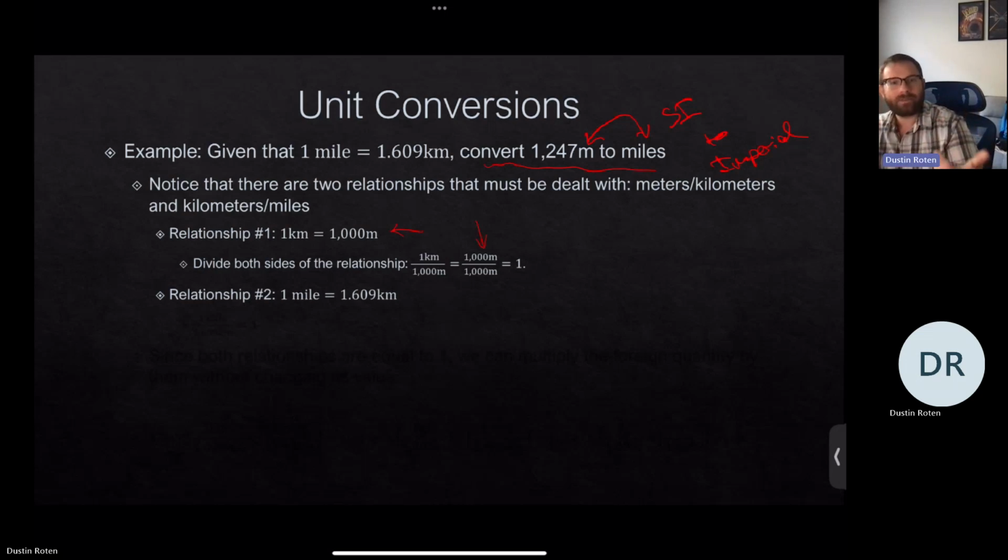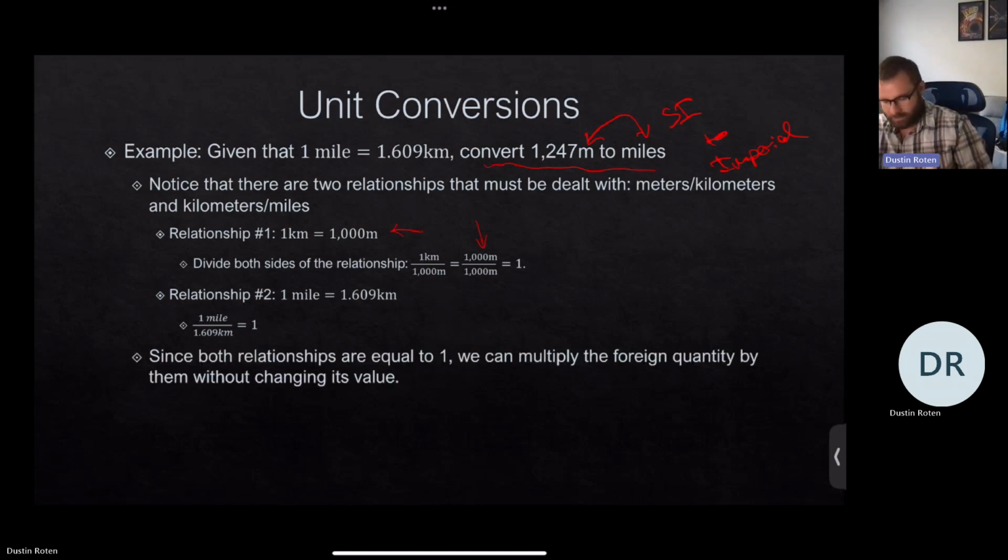We can do the same thing with this other relationship. So we can take 1 mile and divide both sides essentially by 1.609 kilometers. And what that's going to do for us is essentially give us a ratio equal to 1. So when you have one set of units equals another thing, you can always set up this ratio. And when you do, you're essentially looking at a really weird way of writing 1. 1 mile divided by 1.609 kilometers is just 1.